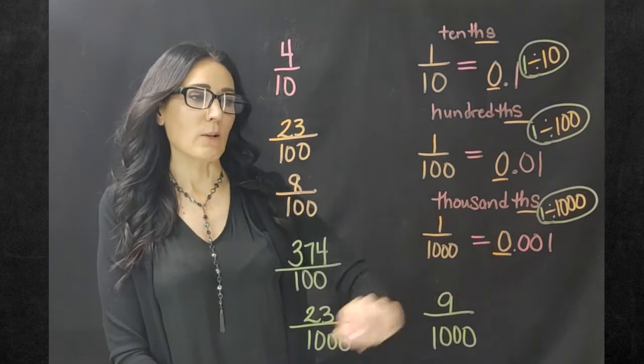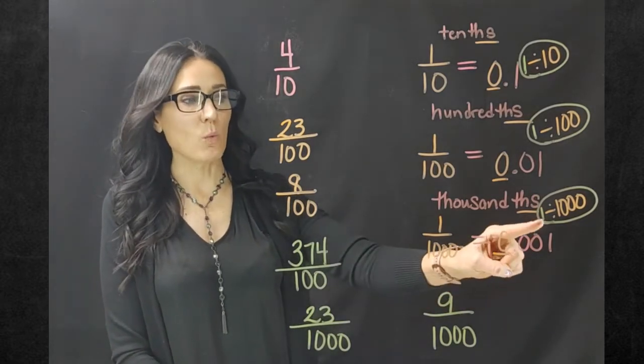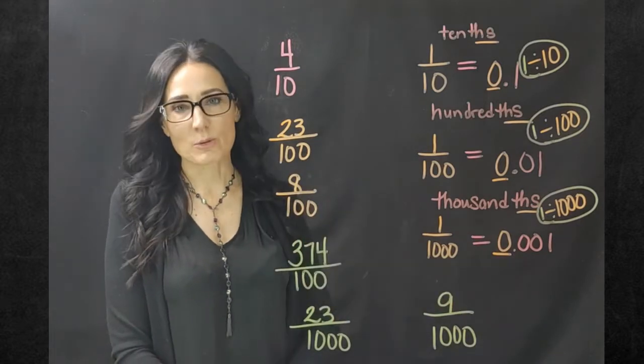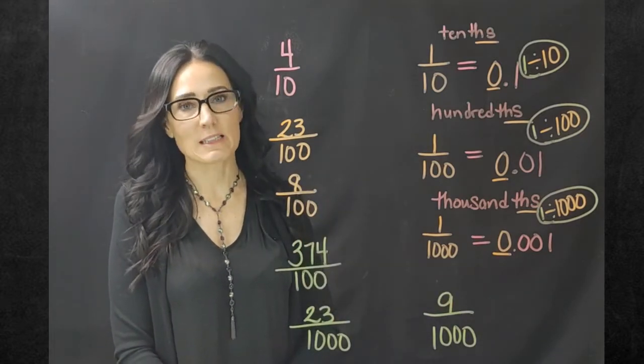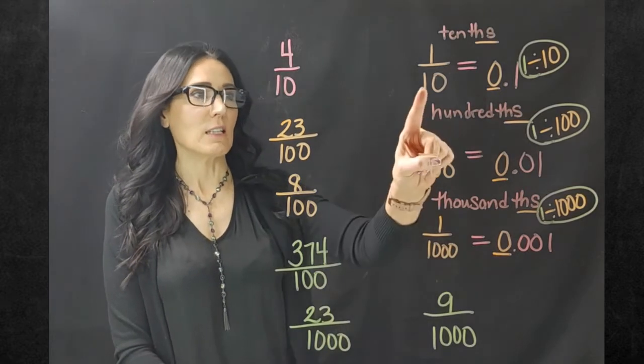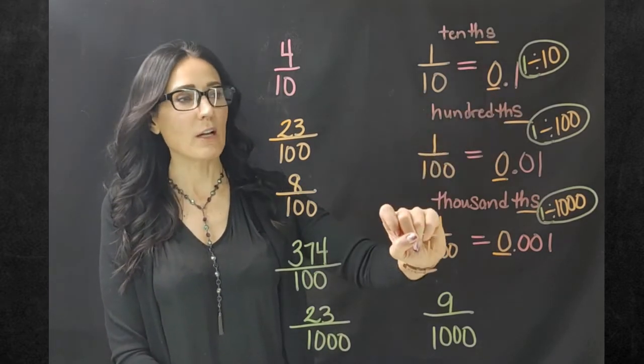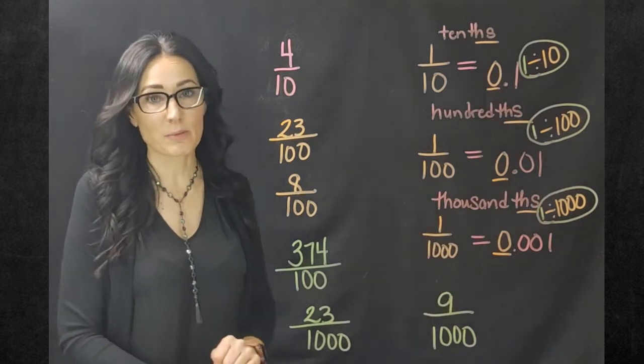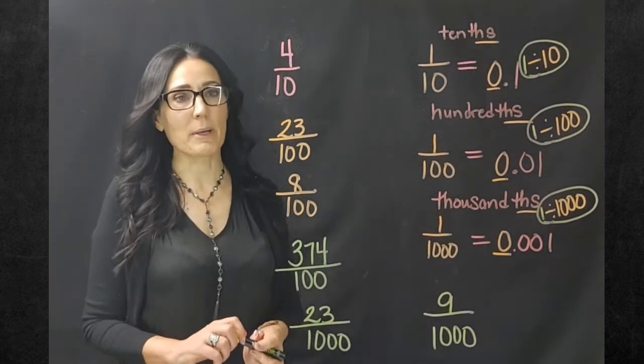Then down here you see that we've got 1/1000, and that is taking 1 divided by 1,000, which is going to be a really small number, and that's going to be 0.001 written as a decimal. So I want you to notice that the tenths has 1 decimal place, hundredths has 2 decimal places, and thousandths always has 3 decimal places. So let's practice this skill a little bit.